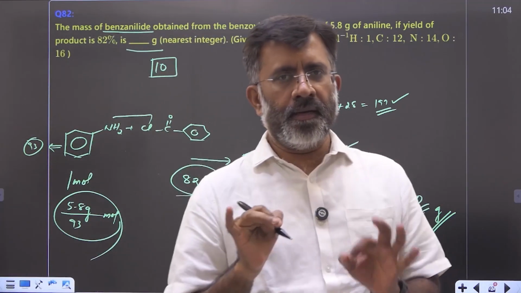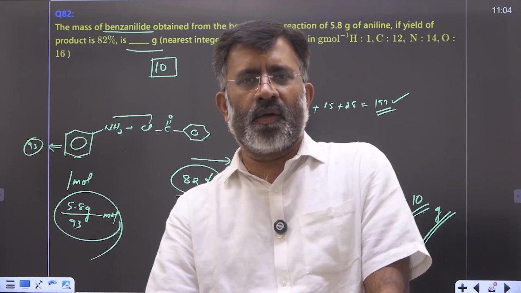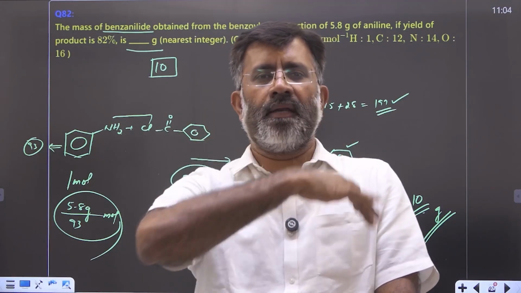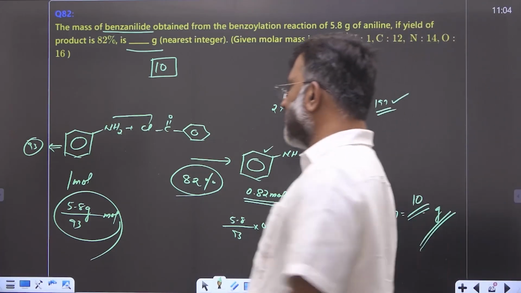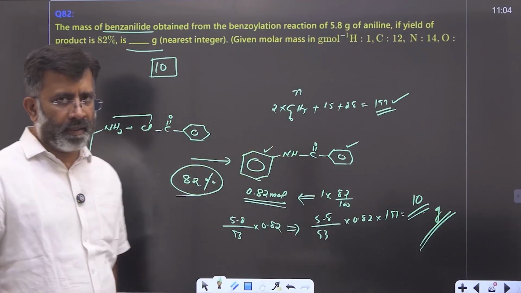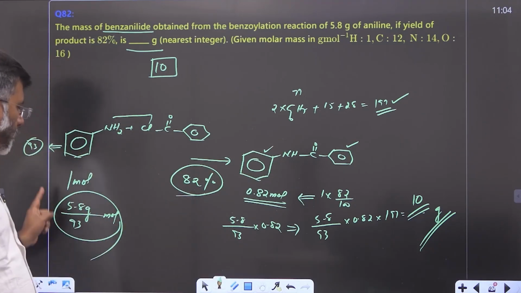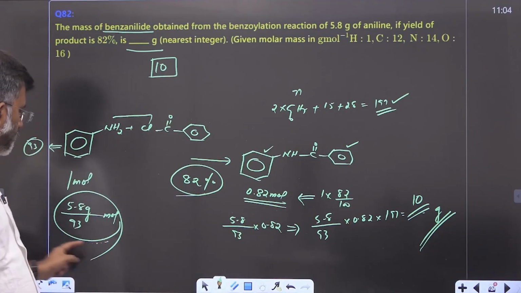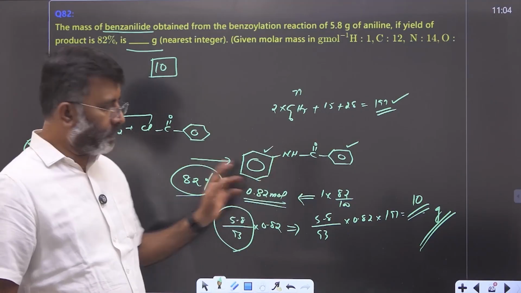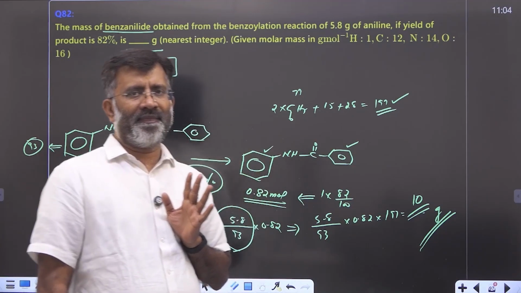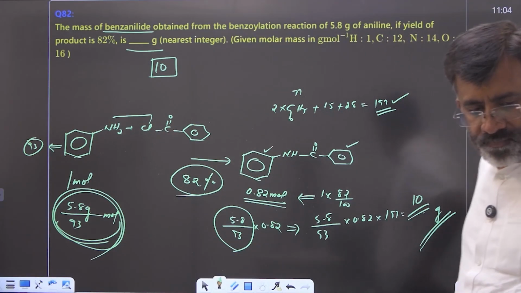Once again, aniline treated with benzoylation, you get benzanilide. 82% yield of the reaction. What is the mass of benzanilide obtained by treating 5.8 gram of aniline? Understand? 1 mole aniline, you will get 1 mole benzanilide, provided it is 100% yield. For 82% yield, 1 mole will give you 0.82 mole. This much mole will give you that much into 0.82 mole. Convert into grams using molar mass. Fine. Okay. Next question.